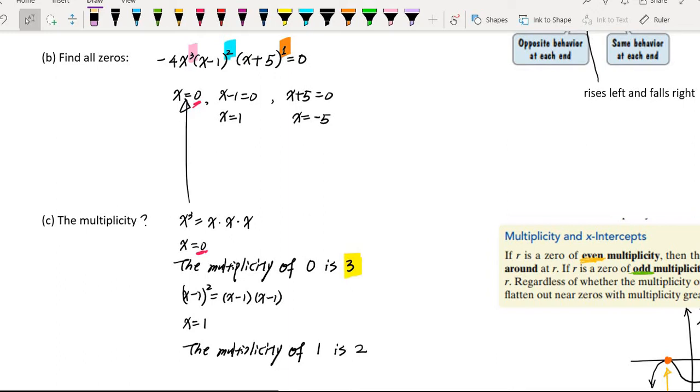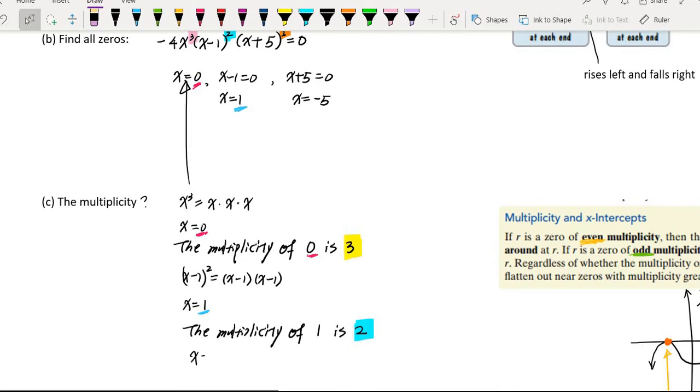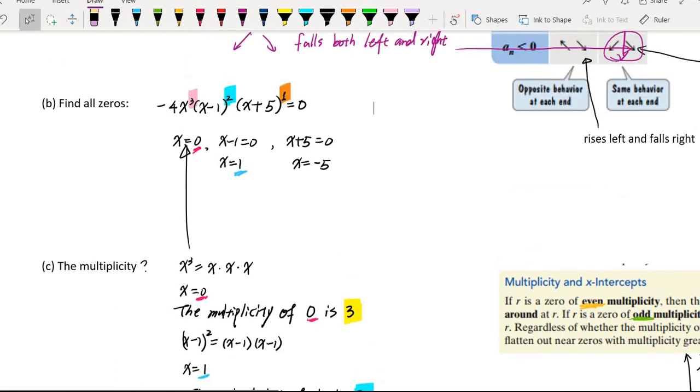Then we look at the second part, x minus 1 to the second power. Again, this is just x minus 1 repeated twice. That's why we say the multiplicity of 1 is 2. So all you have to think is that the exponents are pretty much the multiplicity. For x equals negative 5, the multiplicity of negative 5 is 1, because we didn't repeat anything. The exponent is 1.